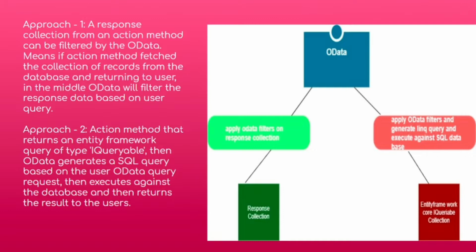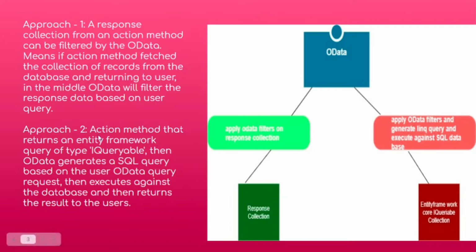Before returning to the user, OData will query the result collection that is returned from the action method. It means the user can query for only the required properties, or apply a filter, or do sorting, and many more operations can be applied on the collection. That is one approach.